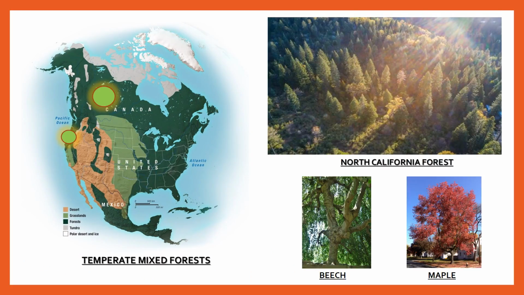The coniferous and deciduous trees are found in temperate mixed forest. Temperate mixed forest means it's the mixture of both types of trees which you can find in coniferous and deciduous type of vegetation. Canada and North California have such forests, and the important trees found in this region are birch, beech, maple, oak, etc. I have already showed you the picture of birch and oak trees. So here the last two pictures of beech tree and maple tree are given.